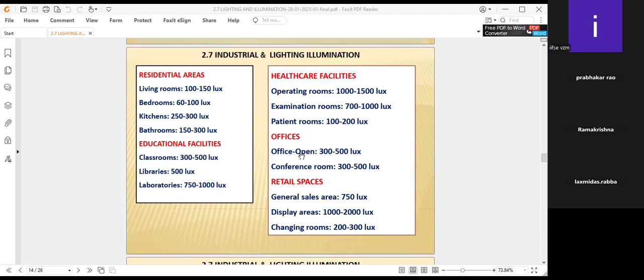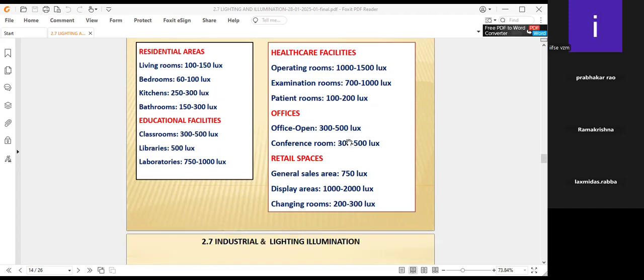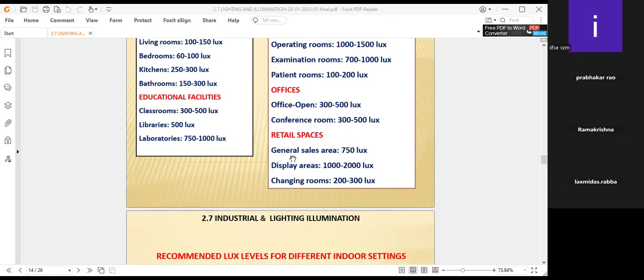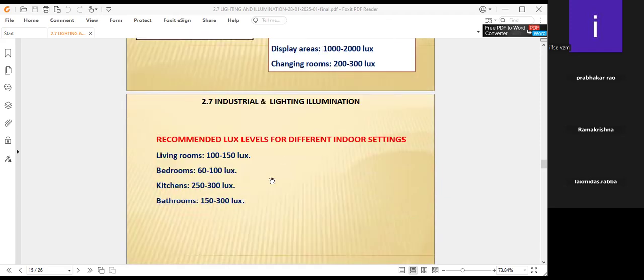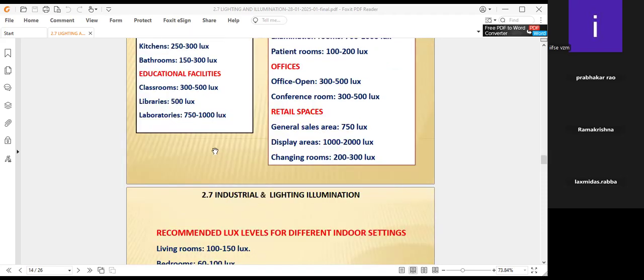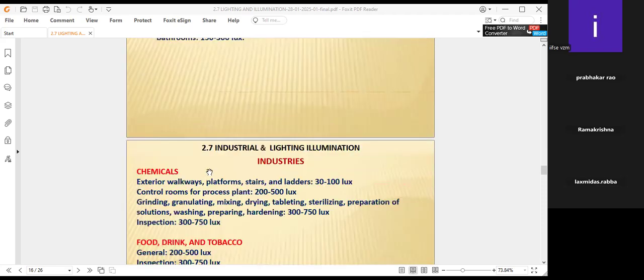Offices, open office is there, you have to see this. Conference rooms are there, this much. Both are the same. Retail spaces: general sales area, display areas, and the changing rooms, which are very less, we can say. Retail spaces such as showrooms and other things you have to see. Recommended lux levels for different indoor settings, we have already discussed here, so this is not required.